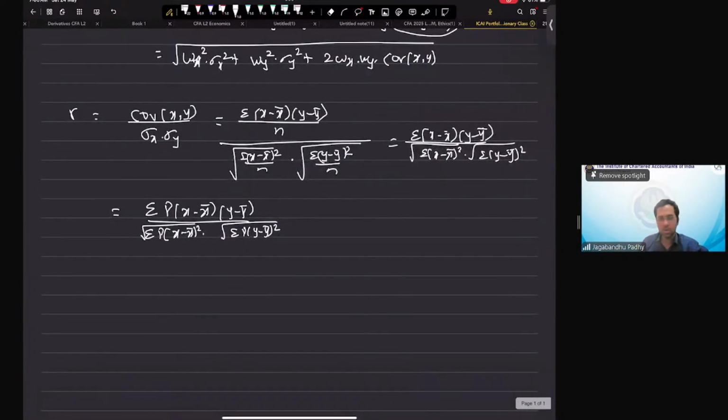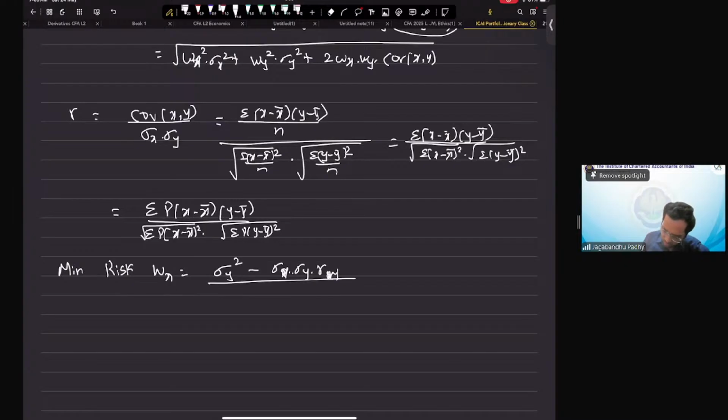Now we have also observed one more formula wherein we were calculating the minimum risk portfolio. So minimum risk weightage of x was standard deviation of y square minus standard deviation of x, standard deviation of y, and correlation between x and y, the whole divided by standard deviation of x square plus standard deviation of y square minus 2 into standard deviation of x, standard deviation of y, correlation between x and y.